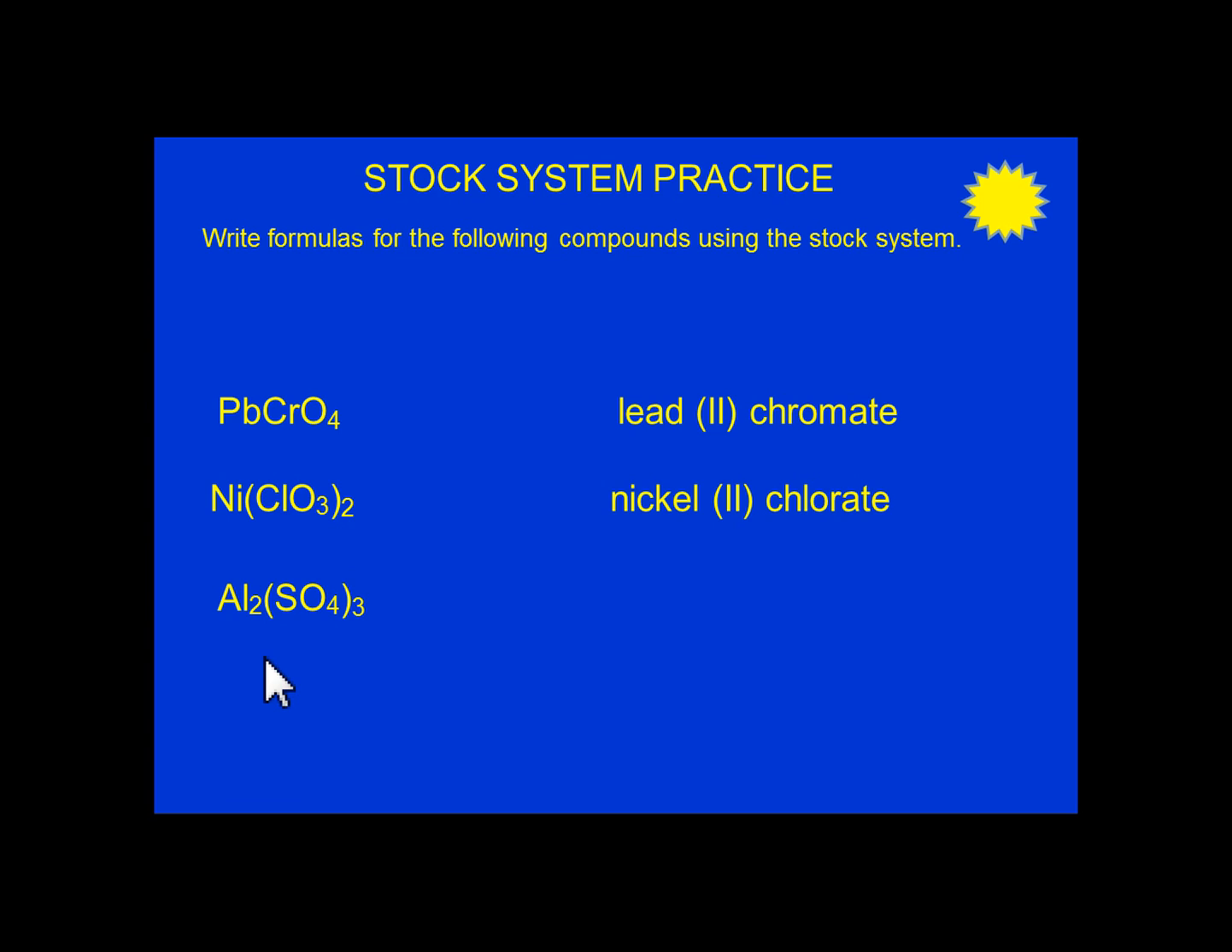Aluminum sulfate, Al2(SO4)3. Now aluminum has a charge of +3. Sulfate has a charge of -2. So this balances out to 0. And aluminum only has 1 possible charge. So even though this is technically the stock system, you don't need Roman numerals if the positive ion only has 1 choice for charges.